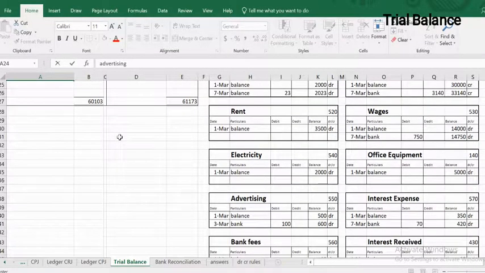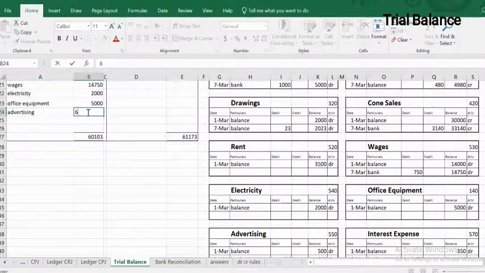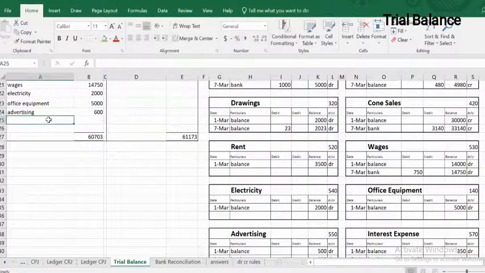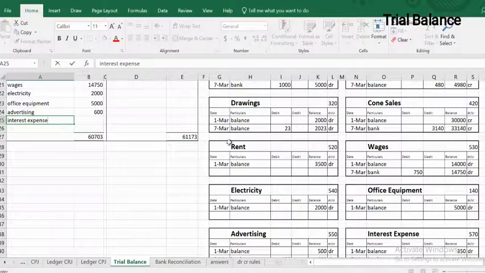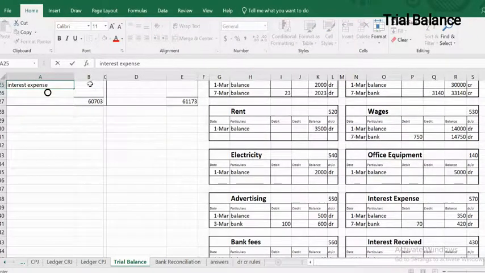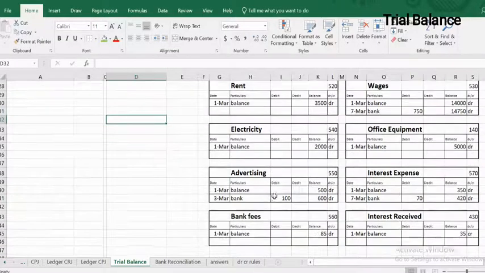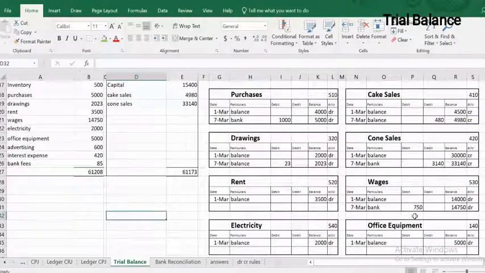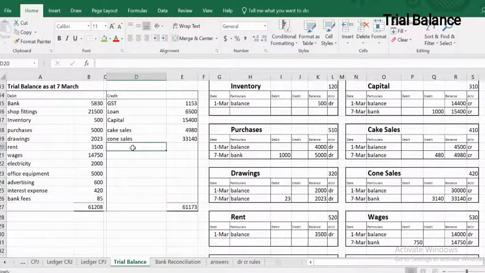Advertising is 600 debit. Interest expense is also a debit, so that's 420. We've got bank fees of 85. And the last one is interest received of 35.